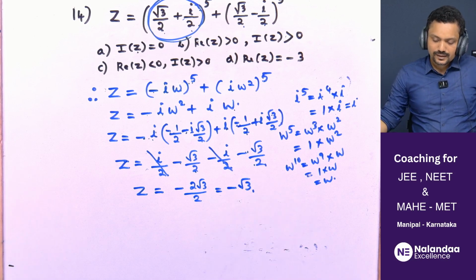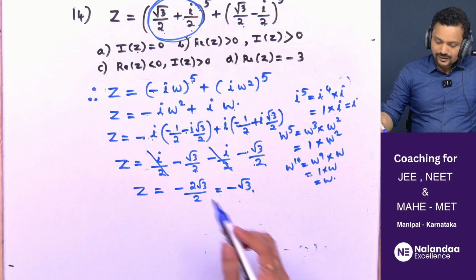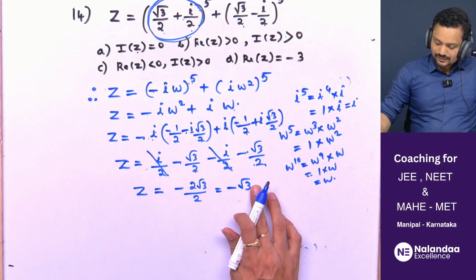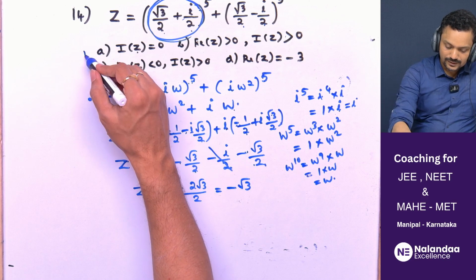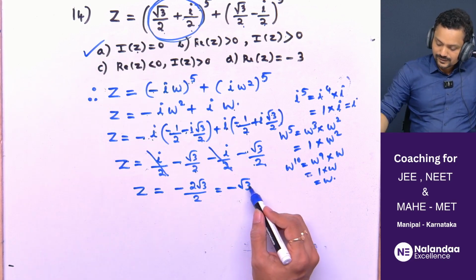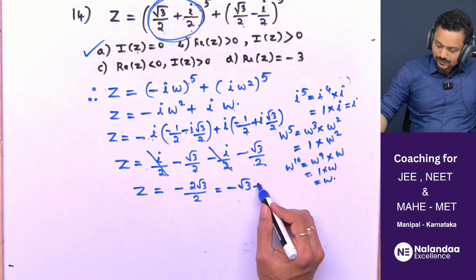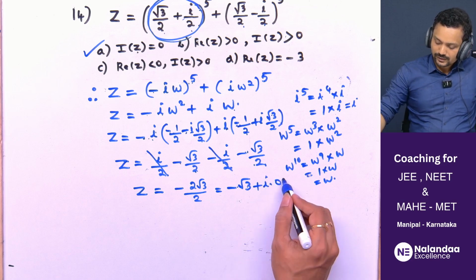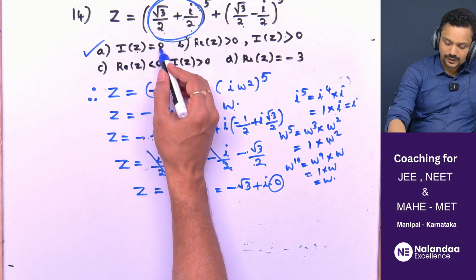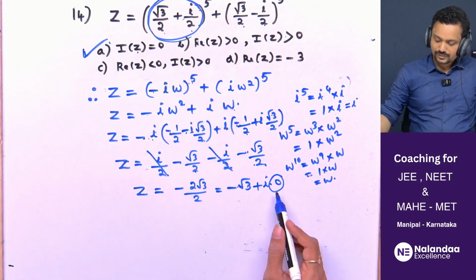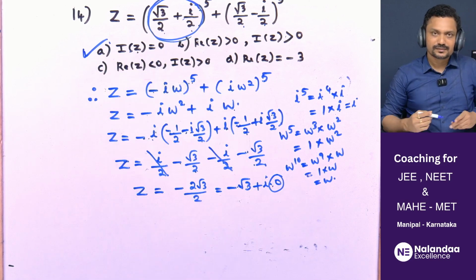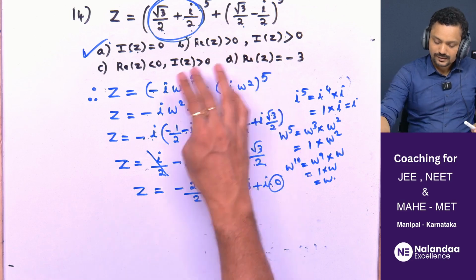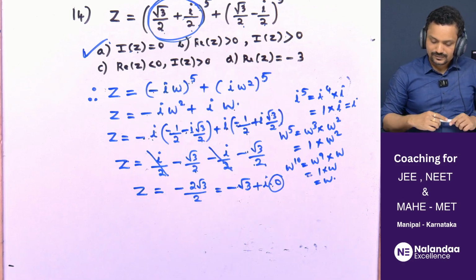Now, which is the correct answer? You can see the options. Option A is the answer. You can see this minus root 3 can be written as minus root 3 plus i into 0, and you can see the imaginary part is 0. So therefore option A is the answer. No other options will satisfy this.